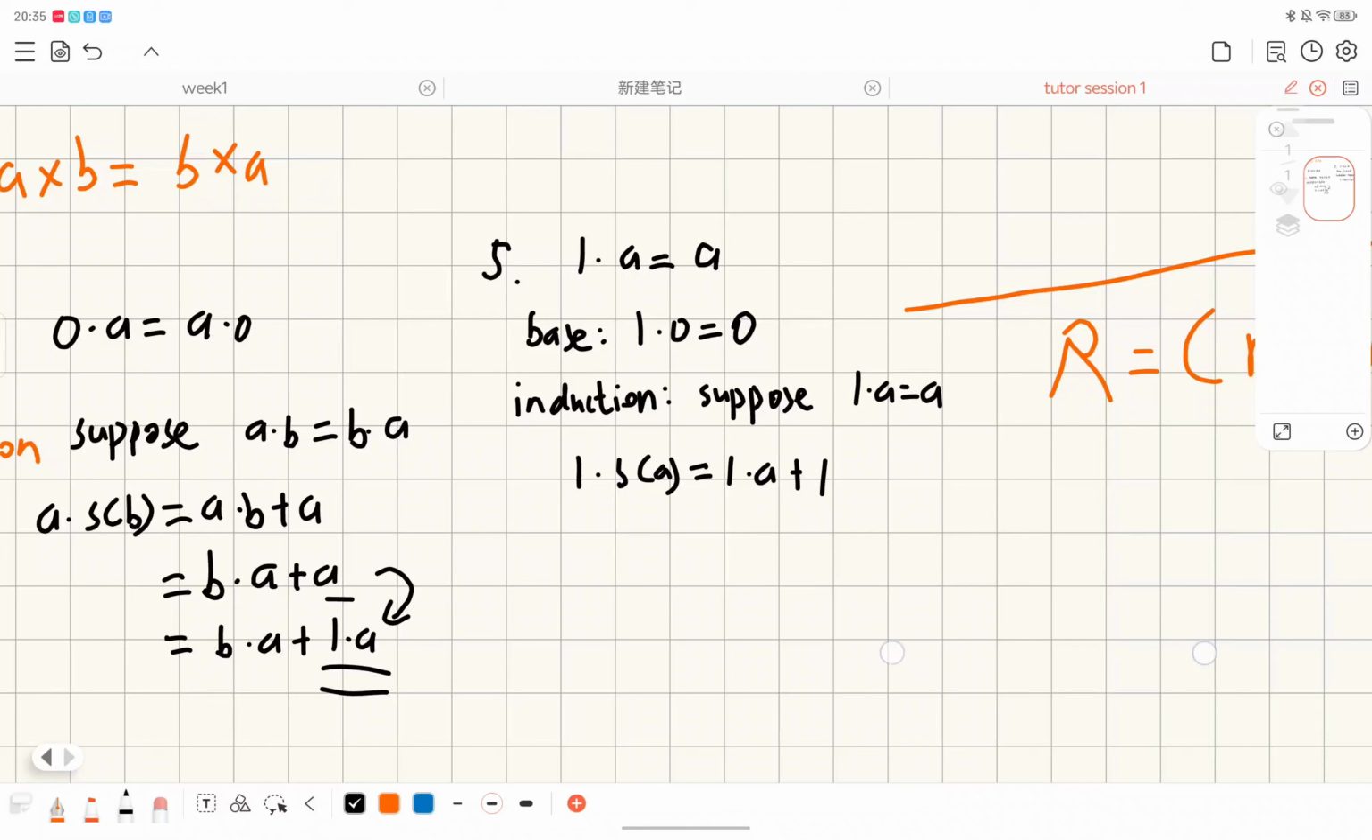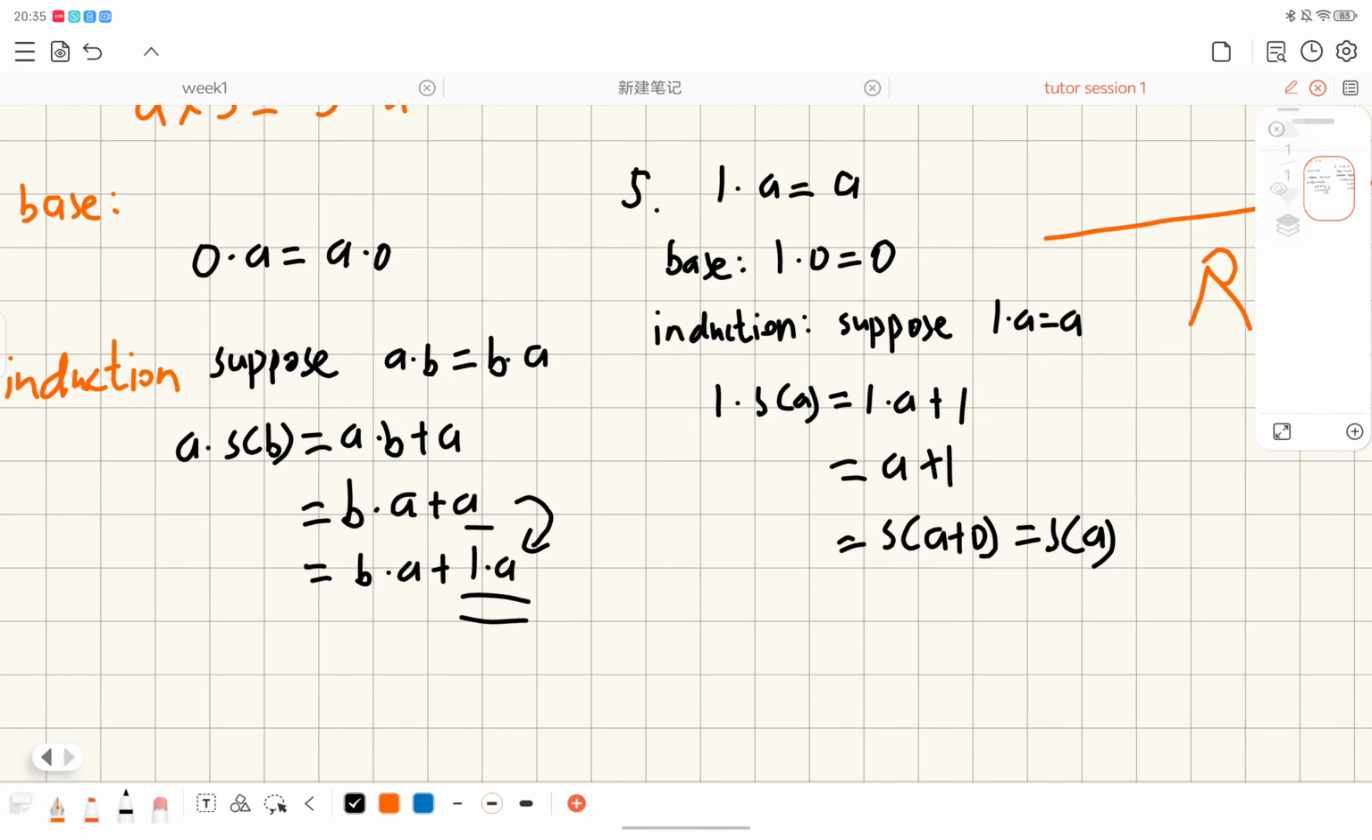And 1 times A is what? 1 times A is A. We know that from the induction hypothesis. So this one equals A plus 1. And A plus 1 is SA plus 0, which equals SA. So we know that 1 times A equals A.